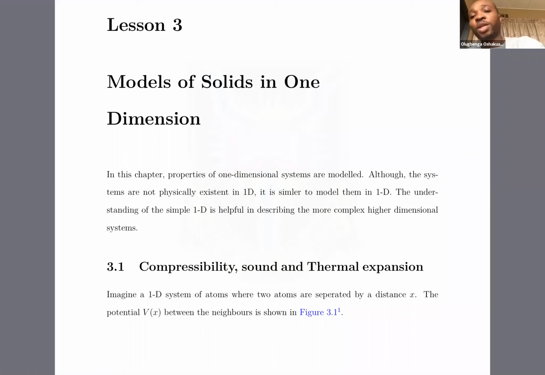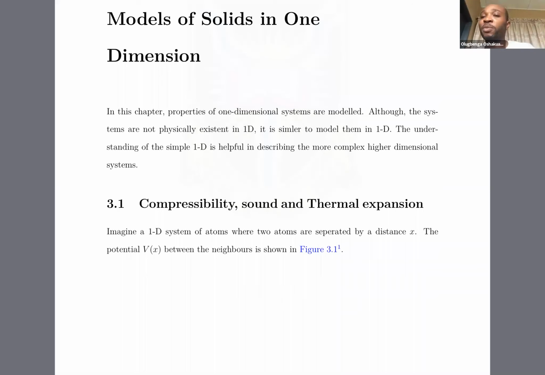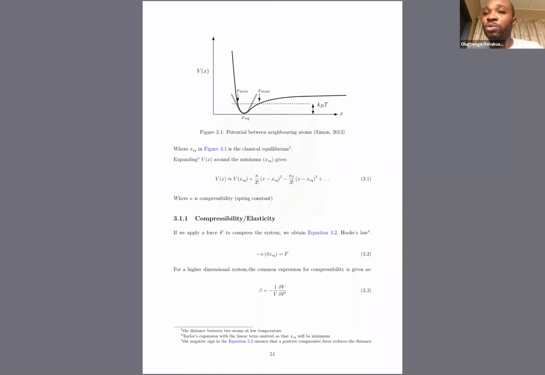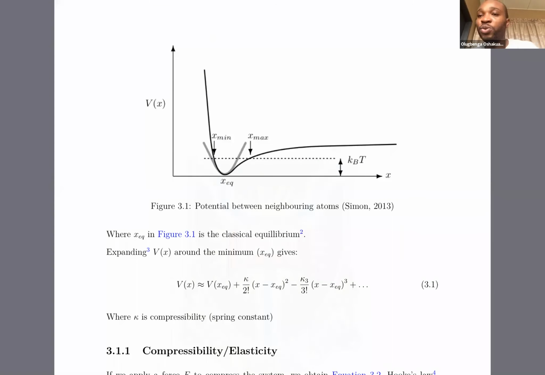So we'll be looking at different items of solids, one of which is compressibility, sound, and thermal expansion. So imagine a 1D system of atoms where two atoms are separated by a distance d. The potential, this figure 3.1, is similar to what we noticed in the last lesson.